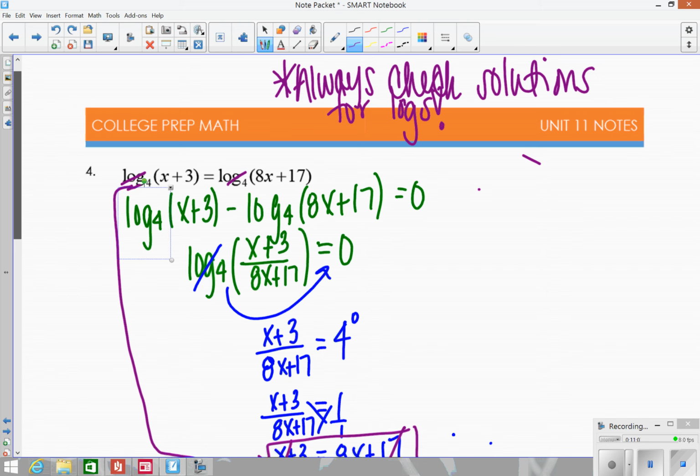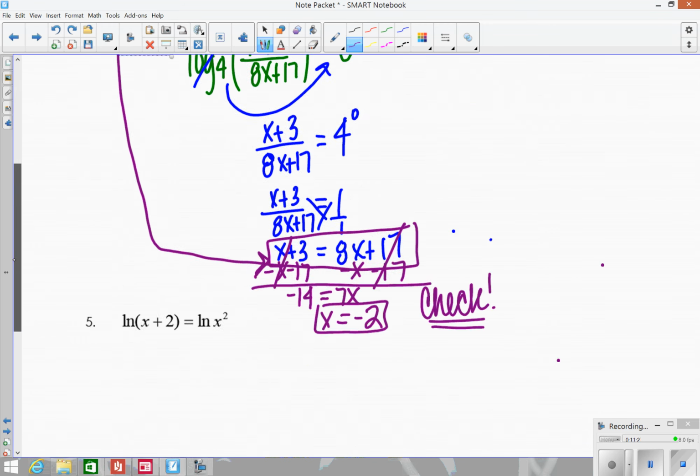So you can either plug it in and make sure it works, plug in whatever you get for x and make sure it works, or just think of it as: if I plug that in, will it create a situation where I'd have to take the log of 0 or a negative number? And if it does, then in that case it's not going to check. So let's look at some more examples with logs.